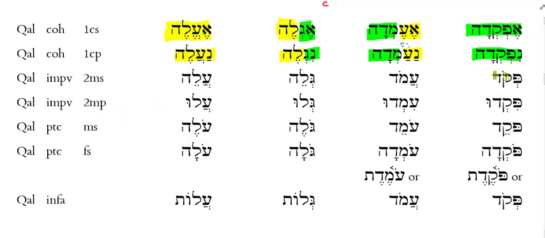Imperative, remember the imperative, the strong pattern is pekod, vocal shva holam. The one guttural is almost normal, except for the fact that the guttural needs a compound shva instead of a regular vocal shva.